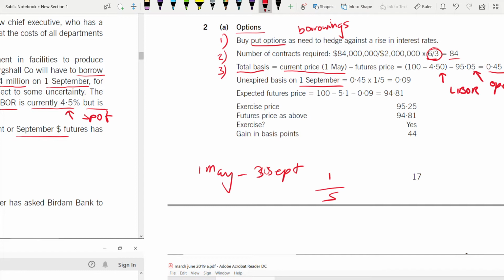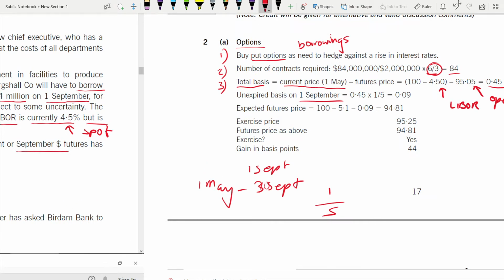Because you need it on 1st of September, you need to hedge from 1st of May to 1st of September. But you are taking an option that runs even longer; on 30th of September it will expire. So that 1 month will remain unexpired. That's why it is 1 over 5 into 0.45. Out of that total basis, you are getting 0.09.